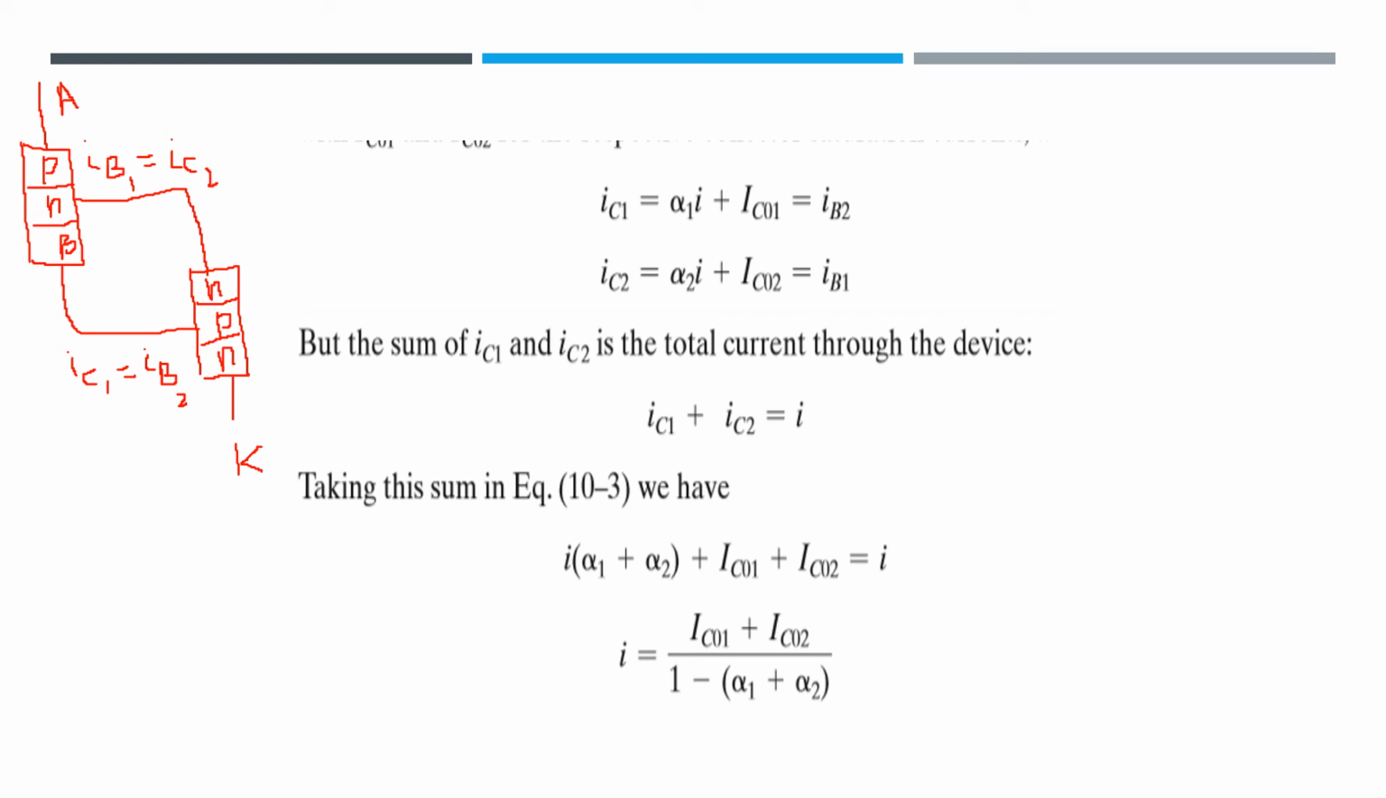This current is on this way, and this current is on this way, and current is entering the anode and going out from the cathode.